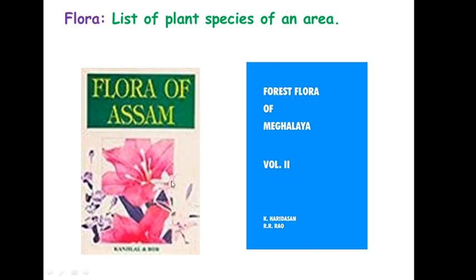We have 5 different volumes in our department library also. If you want, you can have a look at what is there inside Flora of Assam. Then here is the cover page of a digital version of a very famous flora. This is Forest Flora of Meghalaya, written by Haridasan and Rao. This is the cover page of the second volume. There are 2 volumes of this book. If you get any opportunity to see these books, I think we have copies there in the department, so you can come and have a look at these books later on.